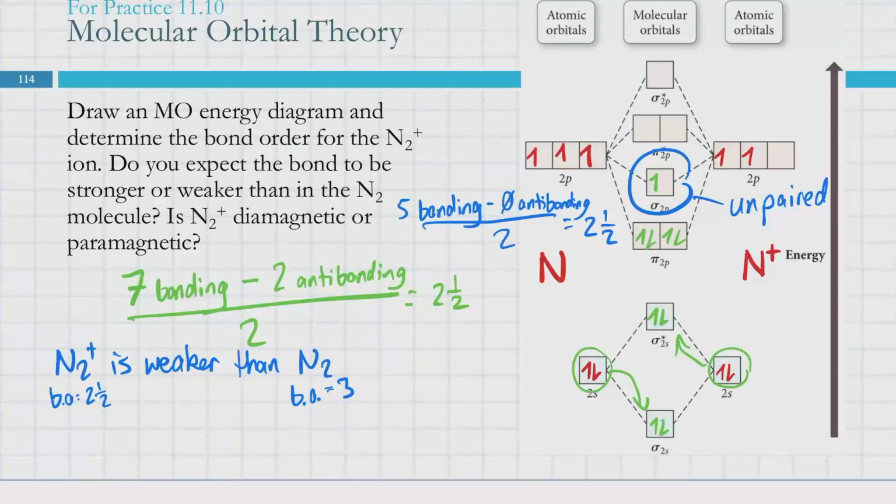Para sounds like it means paired, but para is for parallel. Diamagnetic means opposites. Diamagnetic is when they're paired. Paramagnetic is when they're unpaired. So N2 plus is paramagnetic. So we would expect it to be attracted, slightly attracted at least, to a magnetic field.